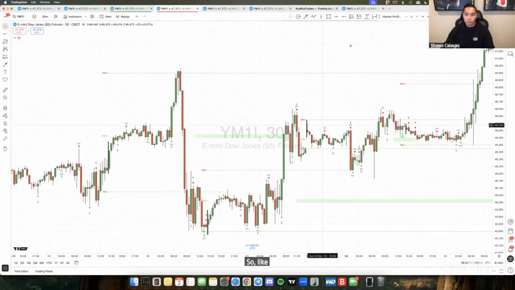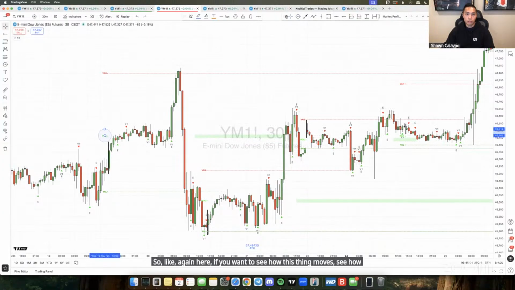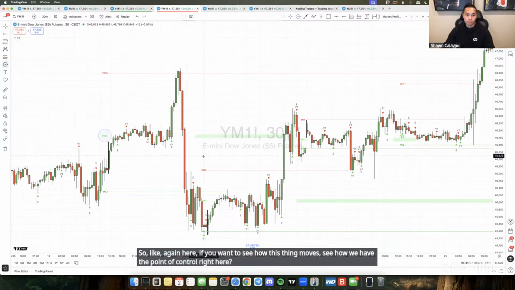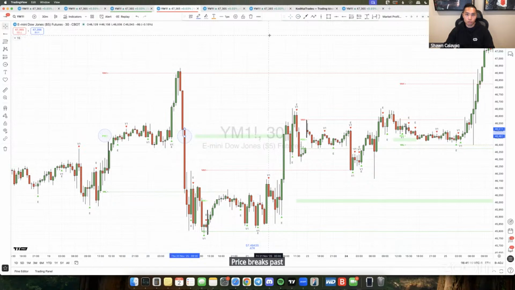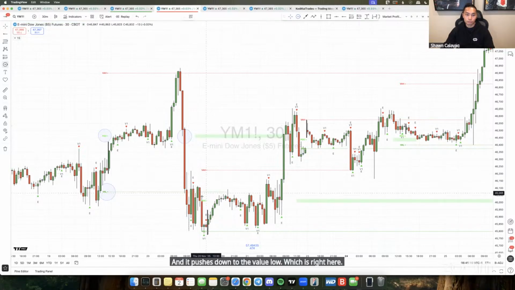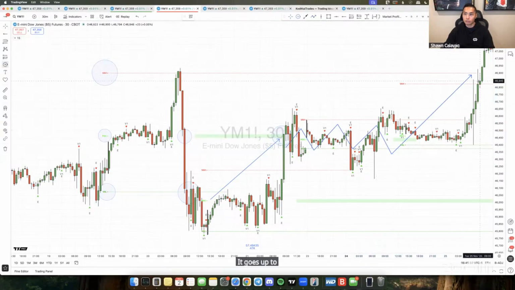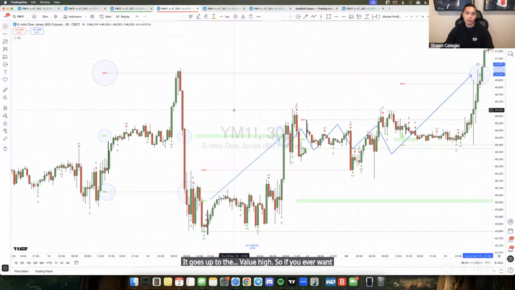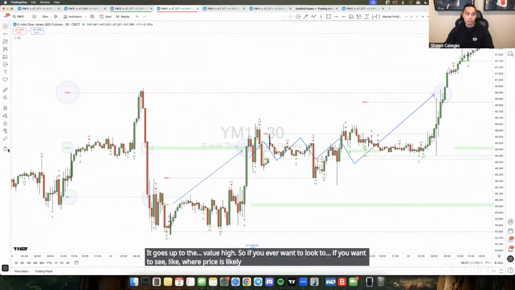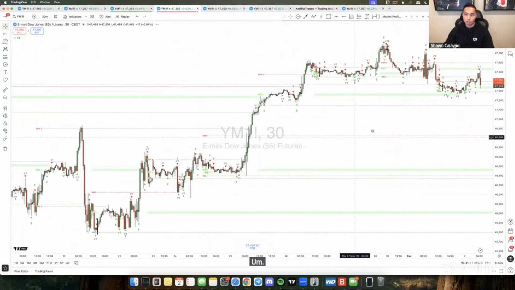So again here, if you want to see how this thing moves, see how we have the point of control right here. Price breaks past it right here, point of control, and it pushes down to the value low, which is right here. Once it gets to the value low, it pushes right back up to the point of control. And then from there, we have a value high, which is up here. It takes a while, but eventually it ranges and goes up to the value high. So if you want to see where price is likely to go next, you can use the market profile to have an idea.